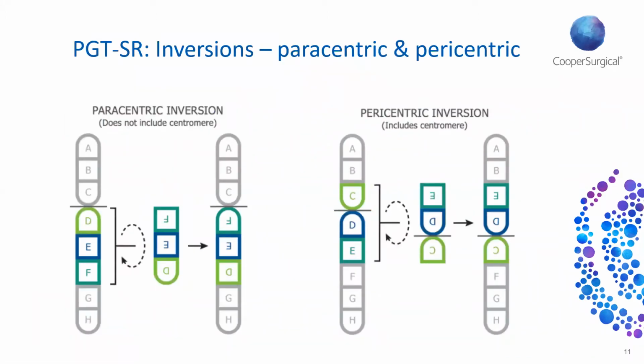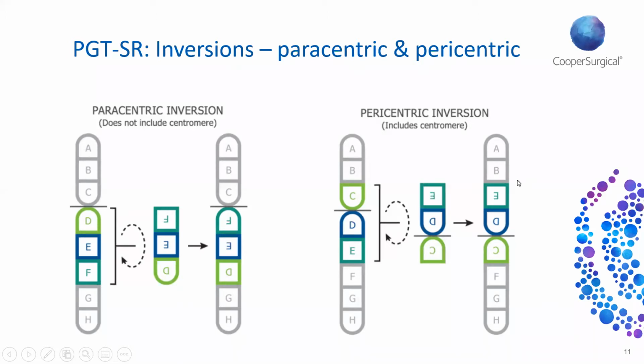Not going to spend much time on this diagram, but I wanted to include it to briefly review what a paracentric and pericentric inversion involves. For paracentric, if we label the chromosome sequence more simplistically as A, B, C, D, E, F, G, H, what happens here is that there is an inversion of 180 degrees so that it becomes A, B, C, F, E, D, G, H. And there's balance because nothing is gained and nothing is lost. Because it does not include the centromere, we call this a paracentric inversion.